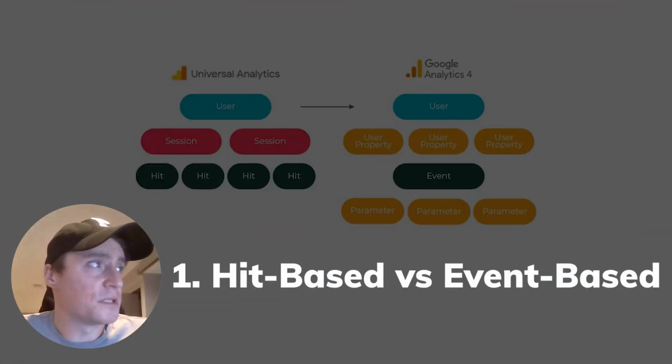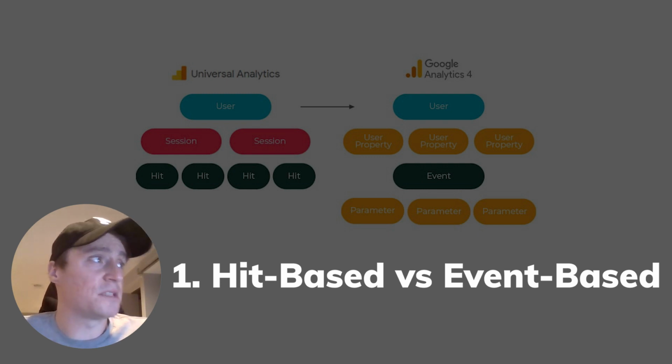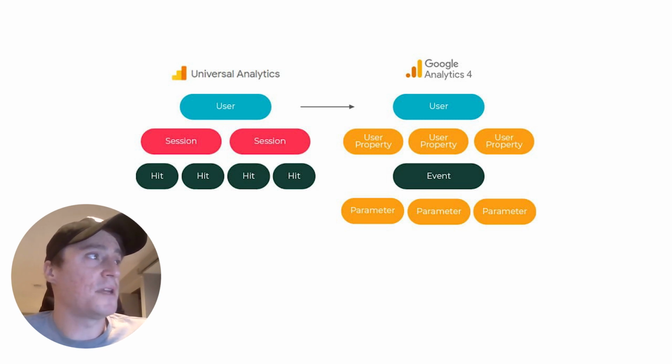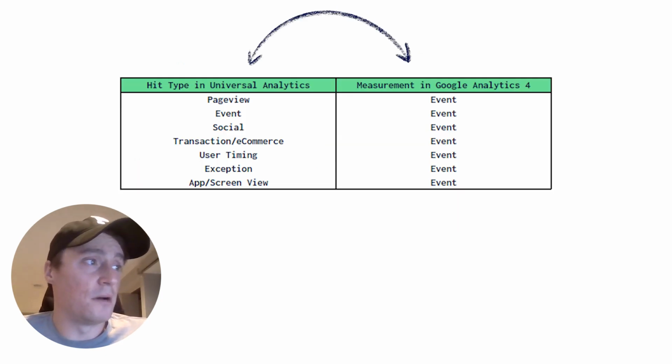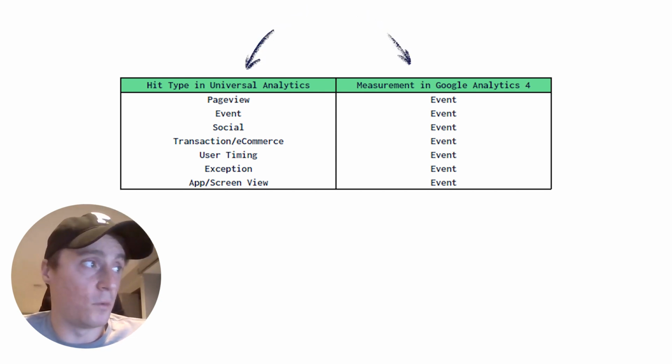One of the biggest differences between Universal Analytics and GA4 is that Universal Analytics is completely hit-based, whereas GA4 is all event-based. What we are familiar with in Universal Analytics is that everything has a category, action, and label as its own hit type. In GA4, all of those are going to be separate event types. Those event counts are going to be what's summarized within a lot of the reporting within GA4.